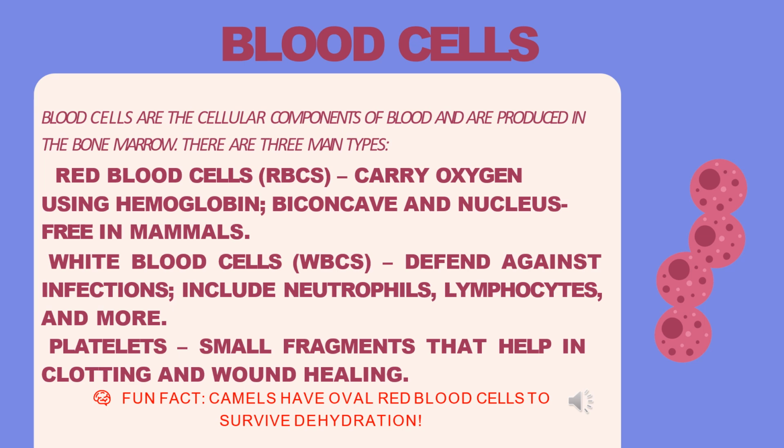And don't forget platelets, the tiny repair crew. These are fragments, not full cells, but they're powerful. When you get a cut, they rush in, stick together, and help clot the blood to initiate the healing process. And now, a wild fun fact to blow your mind: camels have oval-shaped red blood cells. Why? Because it helps them survive dehydration in extreme desert heat.